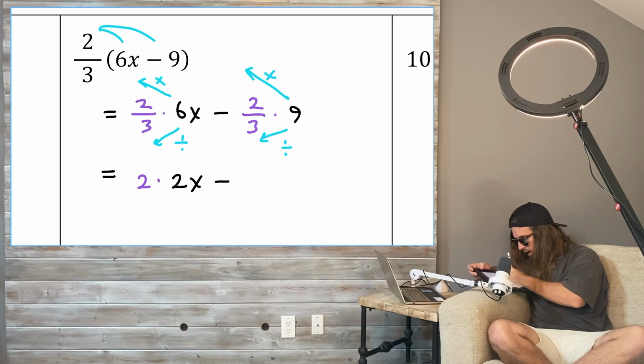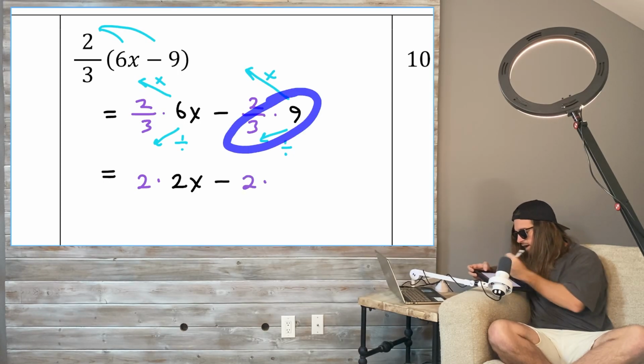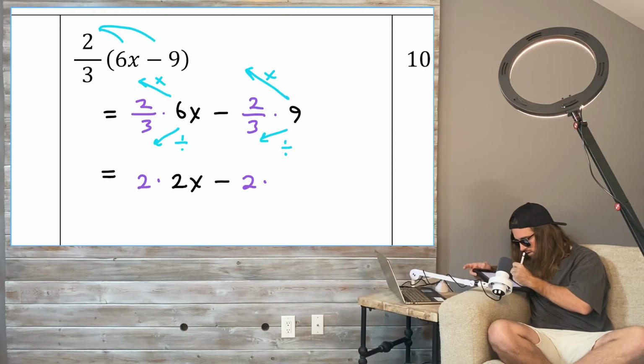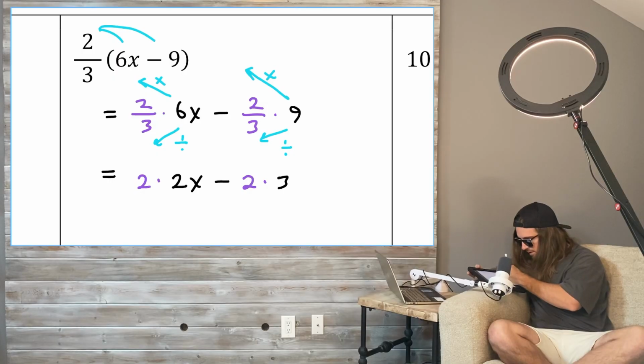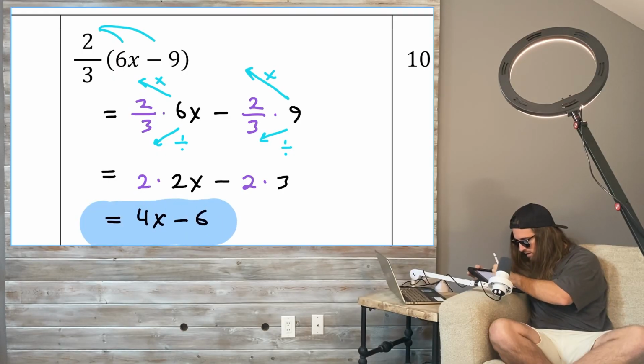Minus. I'm going to copy down the 2. And what is 9 divided by 3? 9 divided by 3 is 3. All right. And then now we just multiply. 2 times 2x is 4x. And 2 times 3 is 6. And that right there is the answer.